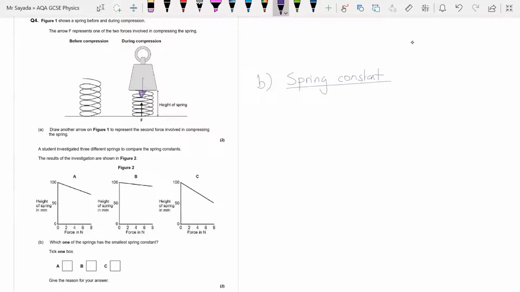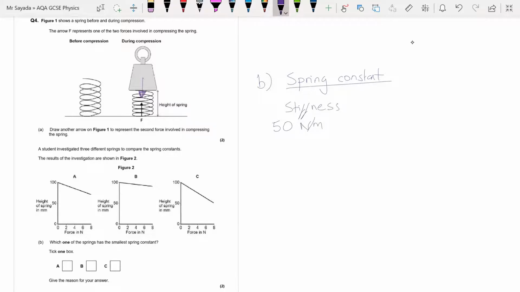So a spring constant, you may have written down, it's how stiff the spring is. That would be correct. But what does it mean numerically? So what does it mean if I say that the spring constant of a spring is 50 newtons per meter? Pause the video and write down what that means. You should have now written down what 50 newtons per meter means.